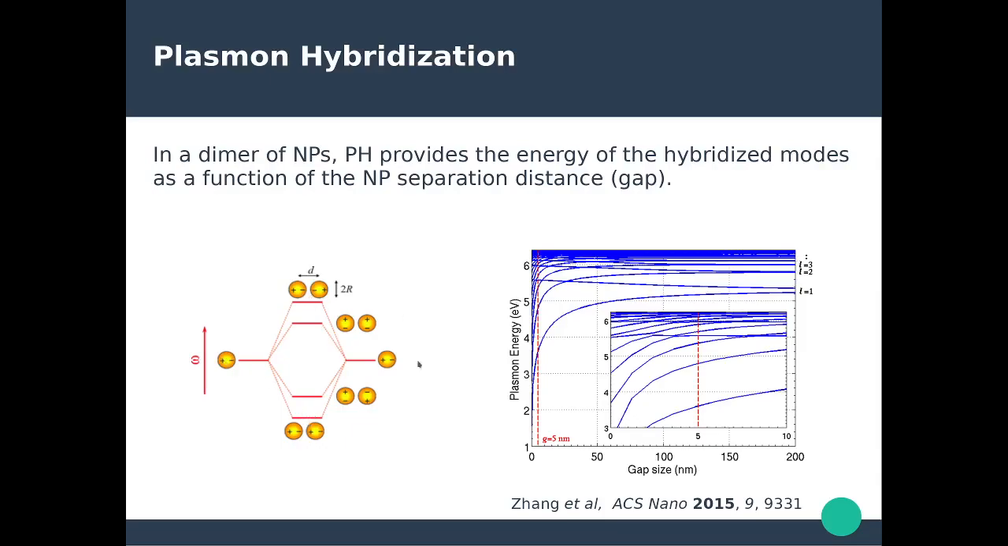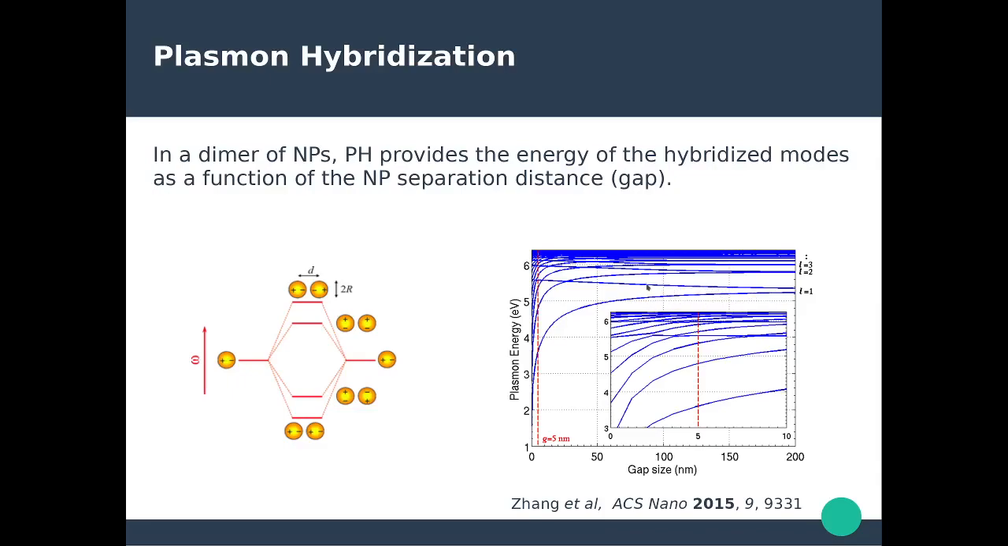So if they are very far apart, you basically have two isolated nanoparticles. Each of them is going to have a dipole, L equals 1. You're going to have a quadrupole, L equals 2, a hexapole, L equals 3, and they are at given energies. So this is for very large separations. As you bring the nanoparticles closer together, they're going to start interacting via this plasmon hybridization. And then the dipoles are going to start interacting, forming the bonding and anti-bonding dipole resonances.